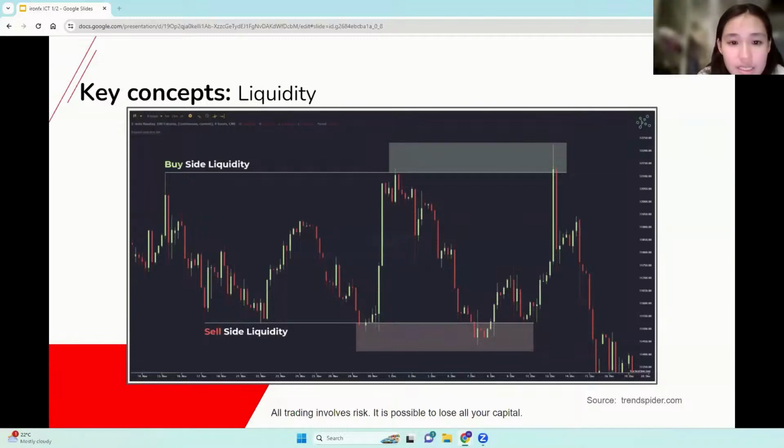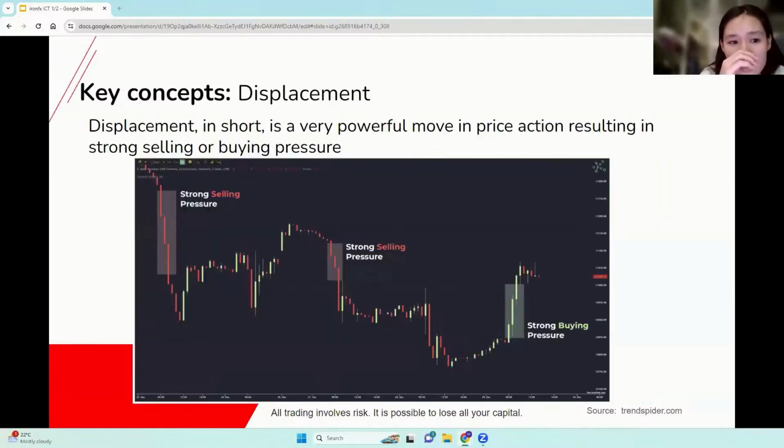Okay, next, let's look at displacement. Displacement in short is a very powerful move in price action, resulting in strong selling or buying pressure. Generally speaking, displacement will appear as a single or a group of candles that are all positioned in the same direction.